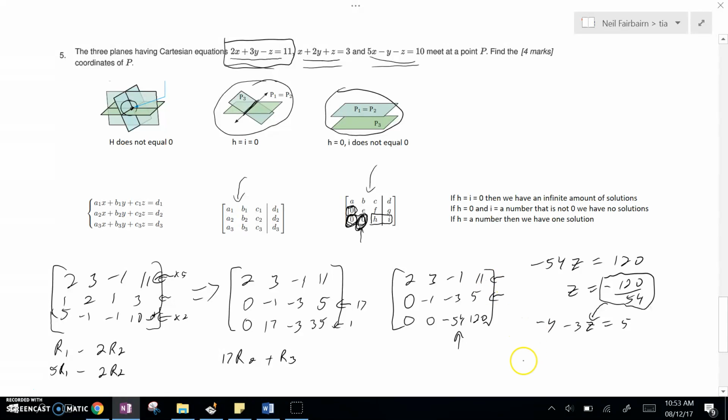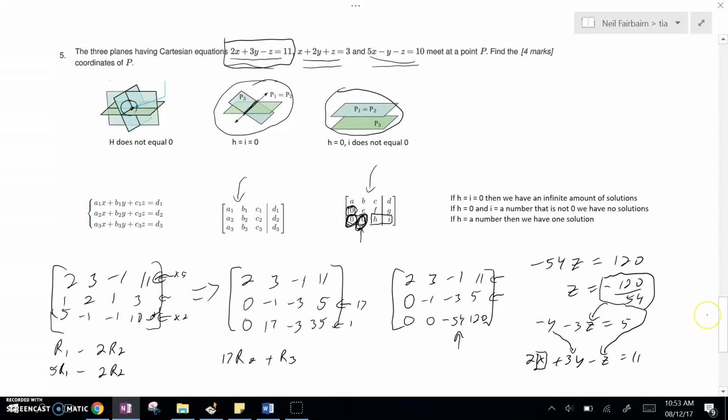The next one is we've got 2x plus 3y minus z is equal to 11. Well, we know what z is. We can figure out what y is. And then all you have left is your x value that you solve. And there you can find the solution of where the three planes intersect.